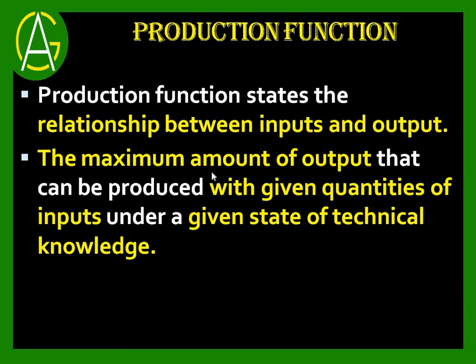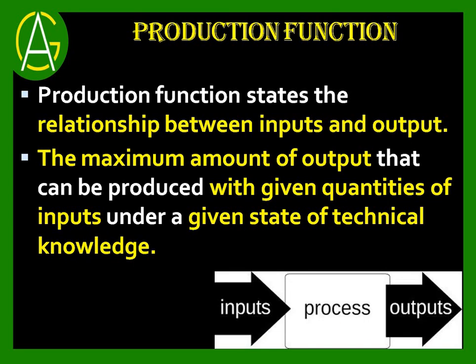But we have to produce this maximum output under the given state of technical knowledge. That means the technology should be fixed. The technology that we have utilized must not be changed during the production function. So with the technology that we have available and with limited input, we have to produce maximum amount of output. Again, it can be presented diagrammatically here. On the limited input we have, we will make the process, and with that we will get the maximum amount of output. So the relationship between limited input and maximum output is considered as a production function.